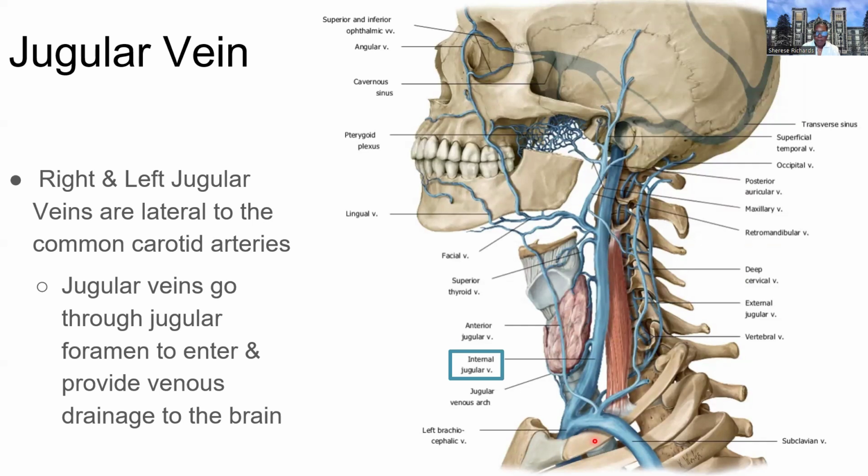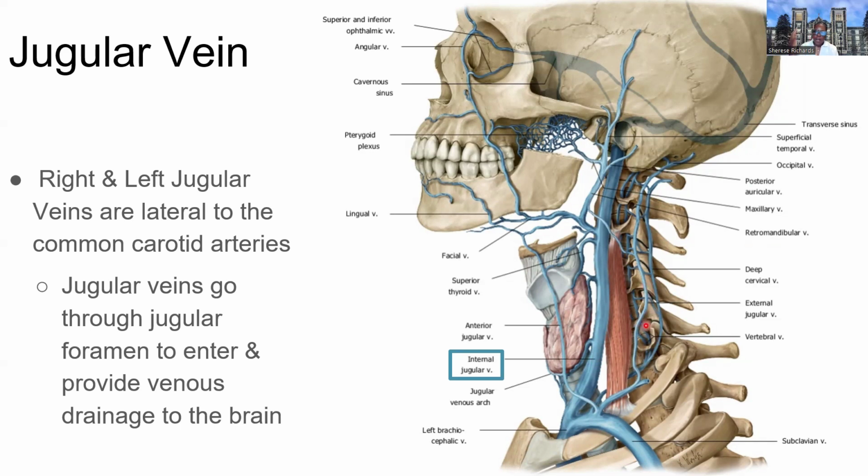There is the common carotid artery, the internal jugular vein, and then the vagus nerve. So that is found as a trio in the carotid sheath that is running through the neck. Now, the jugular veins also have the external jugular, so internal jugular vein, and then we also have the external jugular, which is much more superficial.